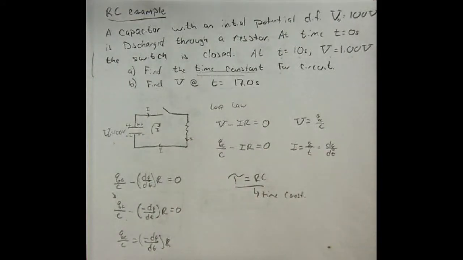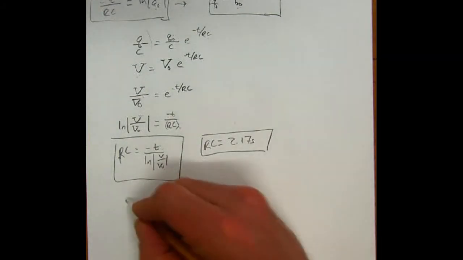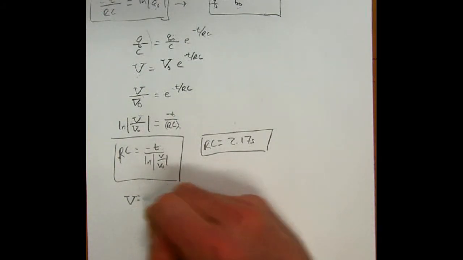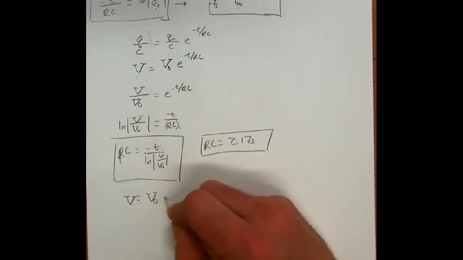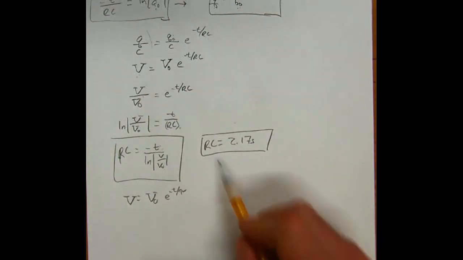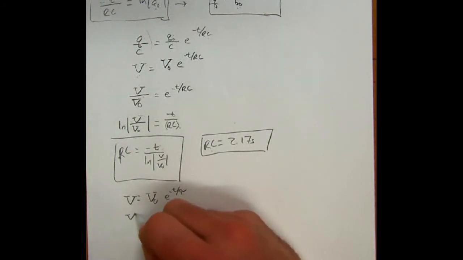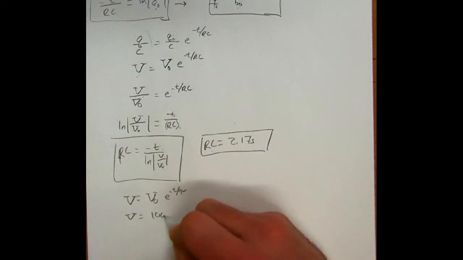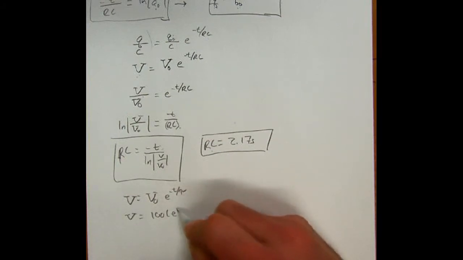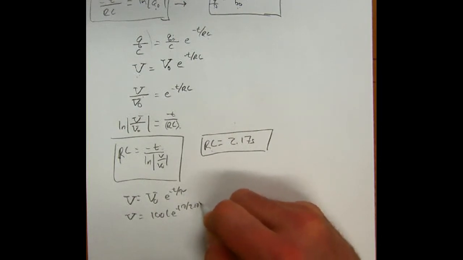So then for part B, find V at 17 seconds. This is easy. This should just be straight plug and chug of what we have, right? I know V equals V naught e to the negative t over, I'm going to just rewrite it as tau, even though I have RC. Remember, tau and RC are the same thing. So literally it's just that V is equal to 100 times e to the negative 17 over 2.17.